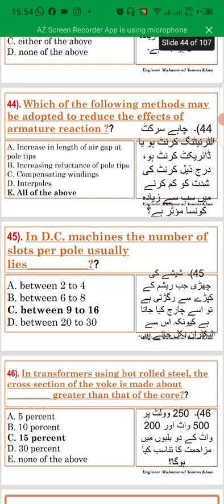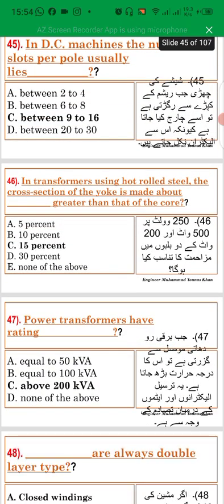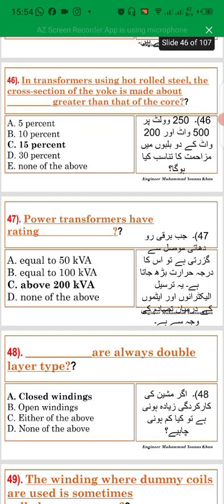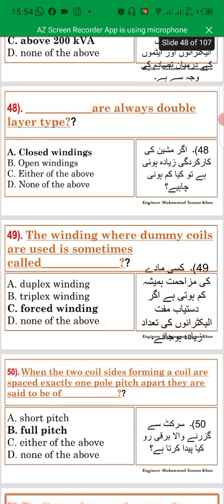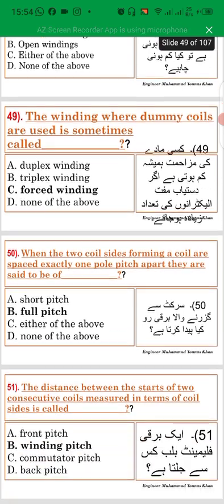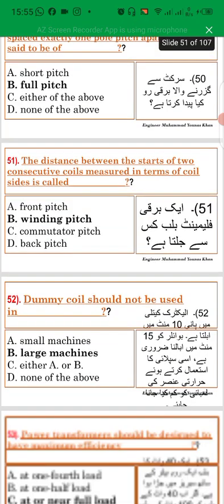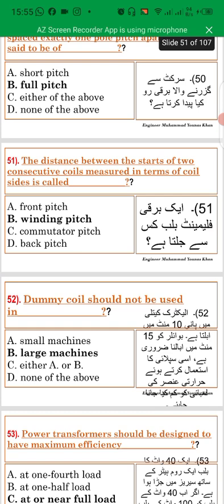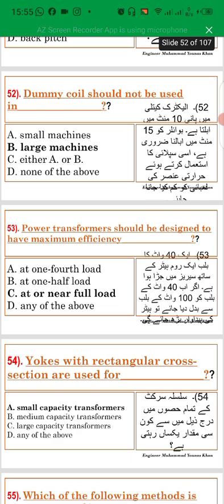In DC machines, the number of slots per pole usually lies between 9 to 16. In a transformer using hot rolled steel, the cross section of the yoke is made about 15% greater than that of the core. Power transformers have rating above 200 kilovolt ampere. Closed windings are always double layer type. The winding where dummy coils are used is sometimes called forced winding. When the two coil sides forming a coil are spaced exactly one pole pitch apart, they are said to be of full pitch. The distance between the start of two consecutive coils measured in terms of coil sides is called winding pitch. Dummy coils should not be used in large machines.